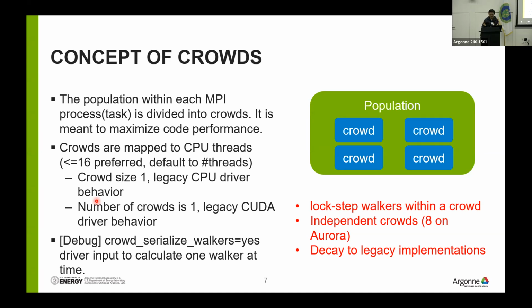The general reason is, as Paul mentioned, you need batched worker operation on the GPU to get efficiency. So with a crowd, a subdivision of the population, each crowd will be submitted to the GPU as a whole batch. That will maximize the calculation within this crowd. We operate with lockstep algorithms within a crowd. However, between crowds, it's fully independent.